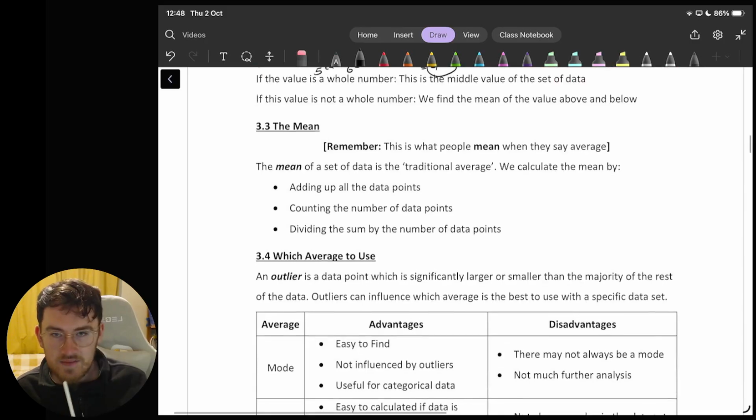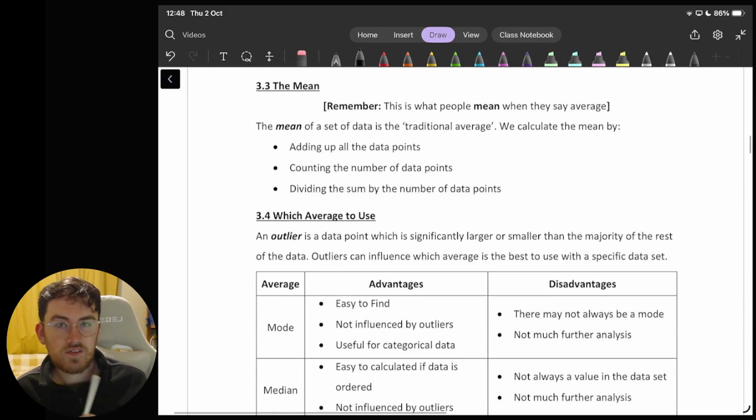The last average that we have to look at is called the mean. The way I would remember it is this is what people tend to mean when they say average. So when people say I'm looking for the average value, or what you might have learned in primary school or earlier, generally the mean is what you would have been calculating.